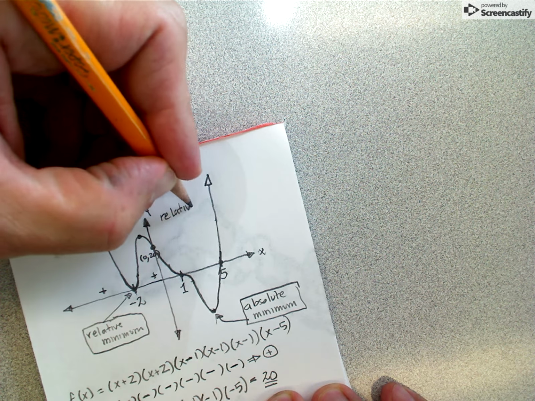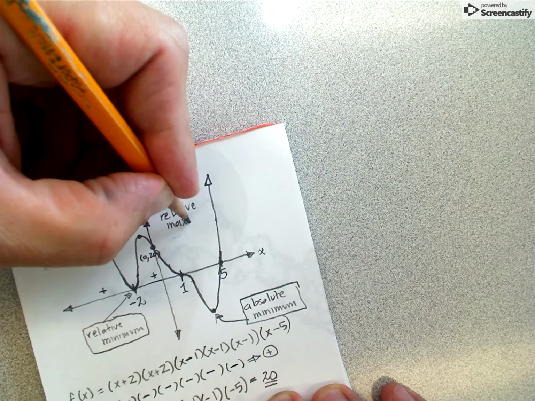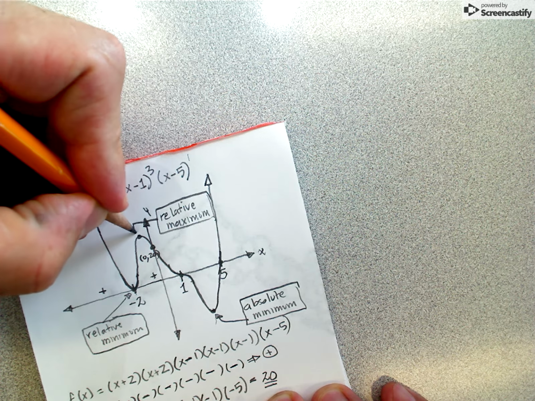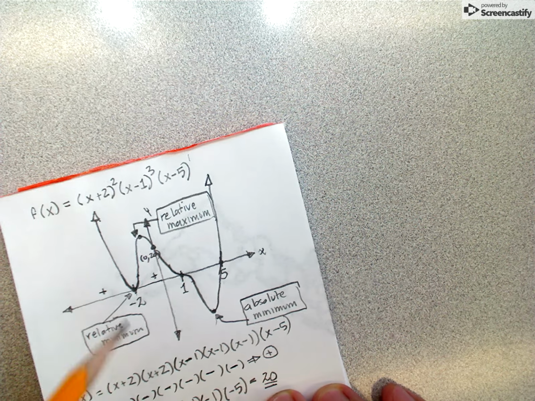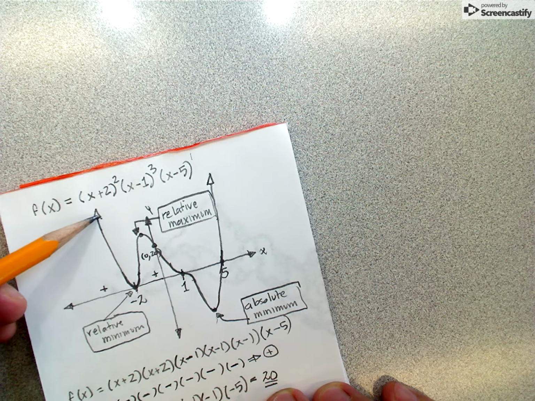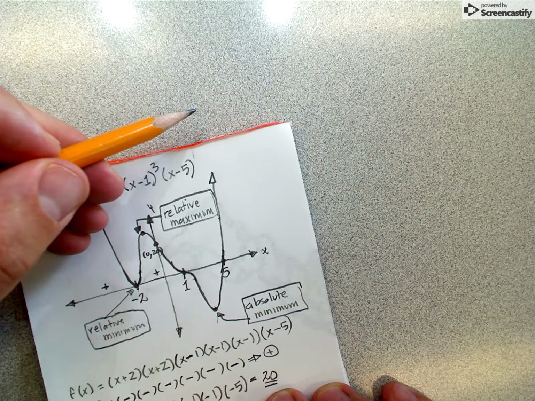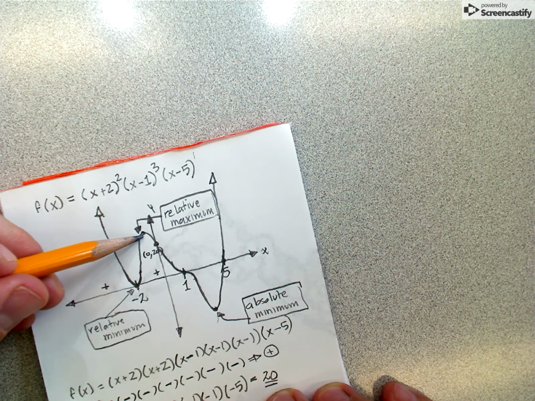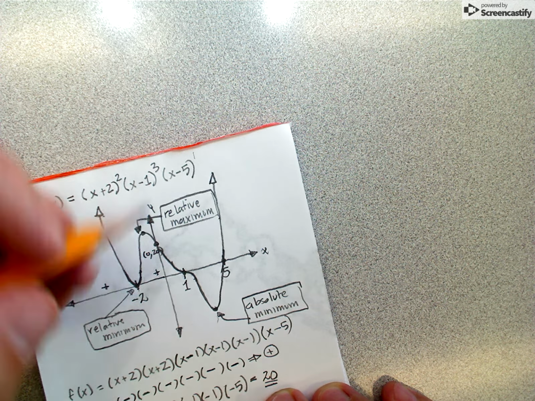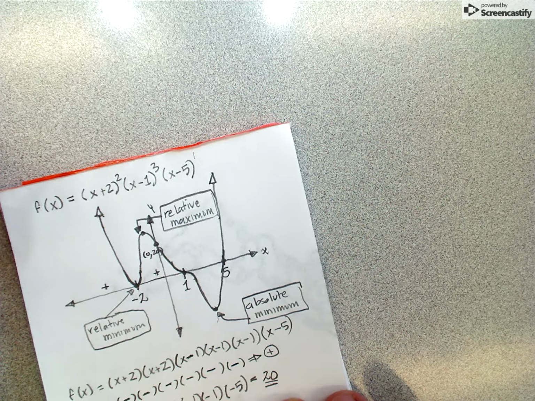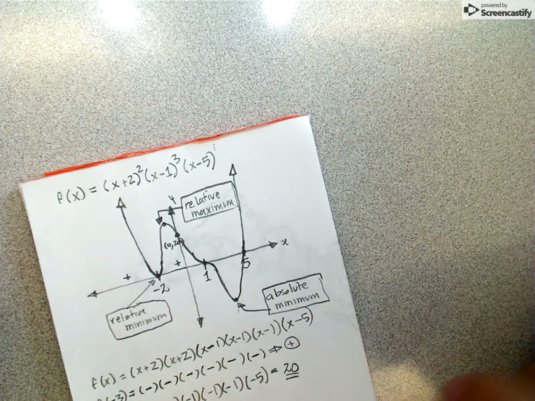And lastly, we have a relative maximum, right there. And it's relative because clearly the graph continues up to positive infinity at this end and at this end. So this is not the absolute maximum. The graph definitely goes higher, but it's a local maximum. So we call that a relative maximum.